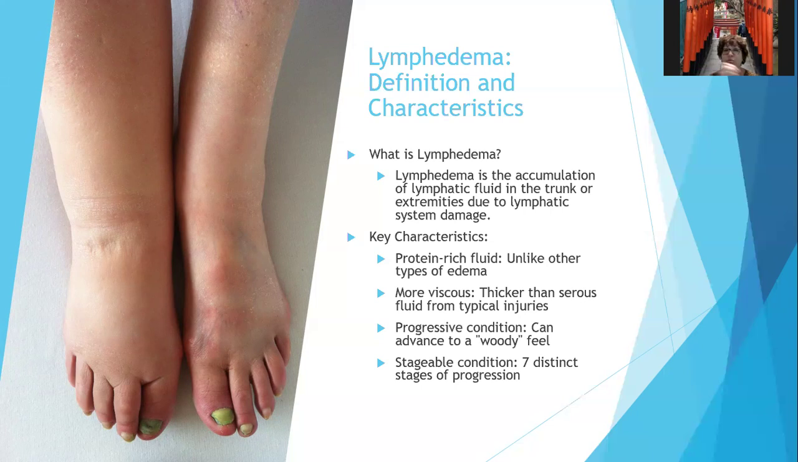of fluid return. So lymph is a little more viscous. It's thicker than serous fluid from typical injuries. And it can advance to what they call a woody feel, which is kind of interesting. It has almost like a wood texture to it. Lymphedema is a stageable condition, and there are 7 distinct stages. The first 4 stages are generally the ones that you see. 5, 6, and 7 are pretty unusual.